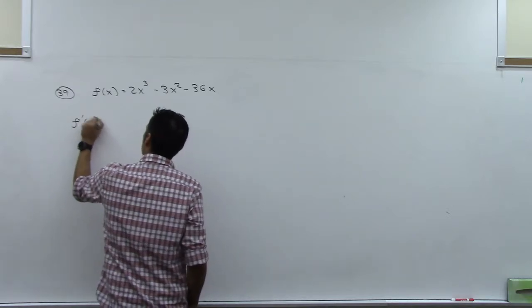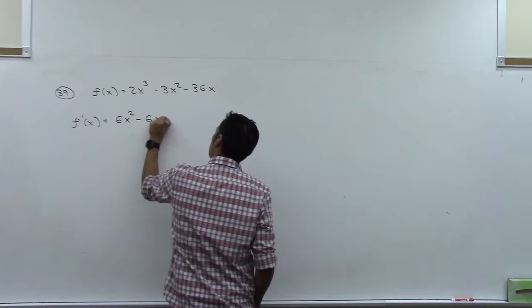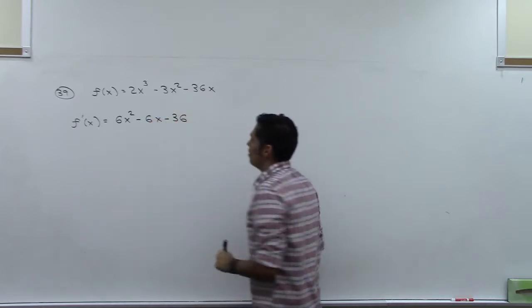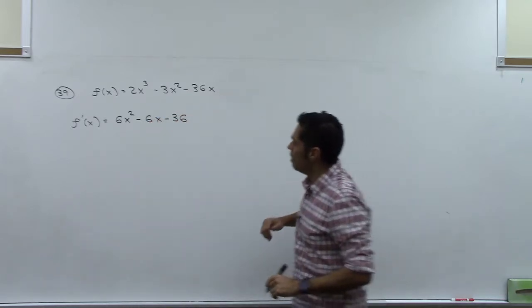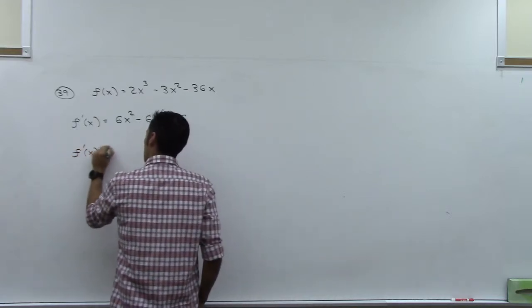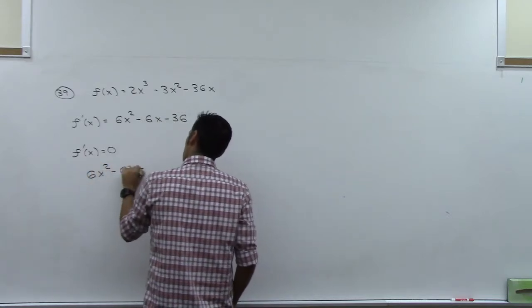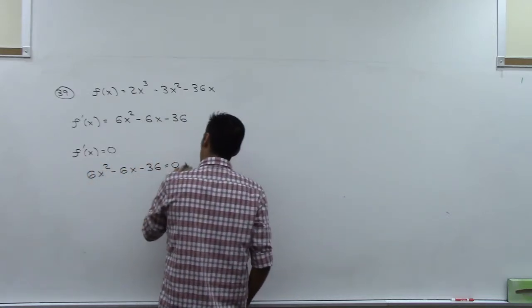So I take my derivative. When I do that, I get 6x squared minus 6x minus 36. That's just using my power rule up there. And now I'm going to set this equal to 0. And when I do that, I set 6x squared minus 6x minus 36 equal to 0.